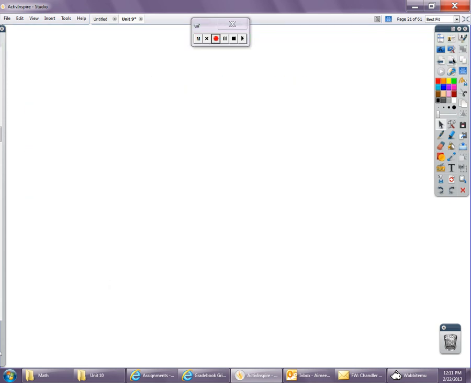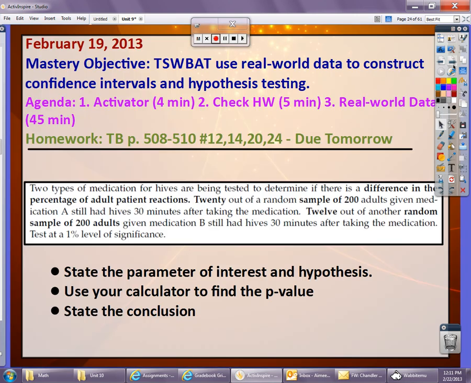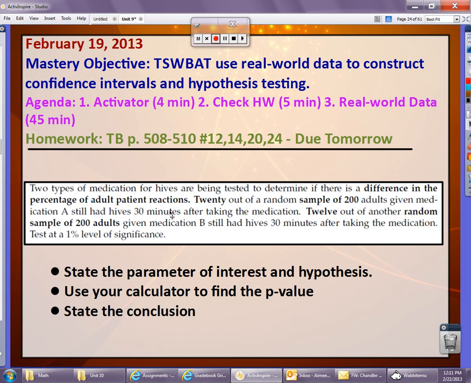We then did several examples. Example 4, and then example 5 was your homework. That was part of your notes. And then we talked about what I should see in the conclusion of your hypothesis test. Some of you are still having problems with that.